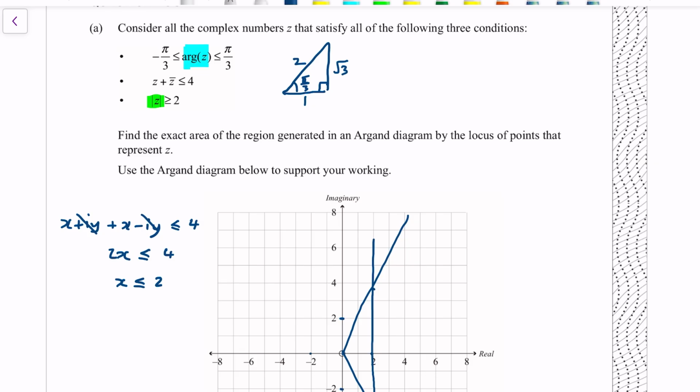It's got to be outside of the circle, and as I was saying earlier, if I sketch this, it doesn't quite look like a circle because the grid's not perfectly square.